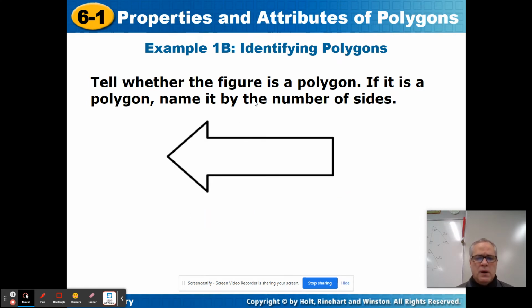Next one, tell whether it's a polygon. There are only segments that intersect at their endpoints. 1, 2, 3, 4, 5, 6, 7. So yes, it is a polygon. It's a heptagon because 7 sides is a heptagon. Or remember, you could say 7-gon, and the one before you could have said 6-gon.